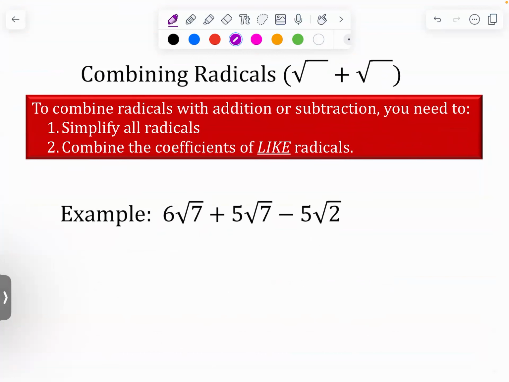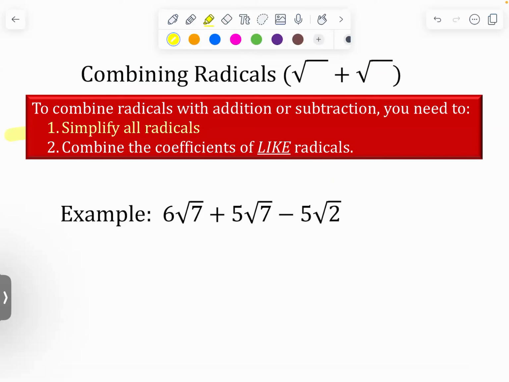Okay. We can only add and subtract if we have like radicals. So if we have the square root of 5 plus the square root of 5, those are like radicals. But the square root of 5 and the square root of 8, those are not like radicals. So we have to have the same number underneath our radical in order for us to be able to add them together.